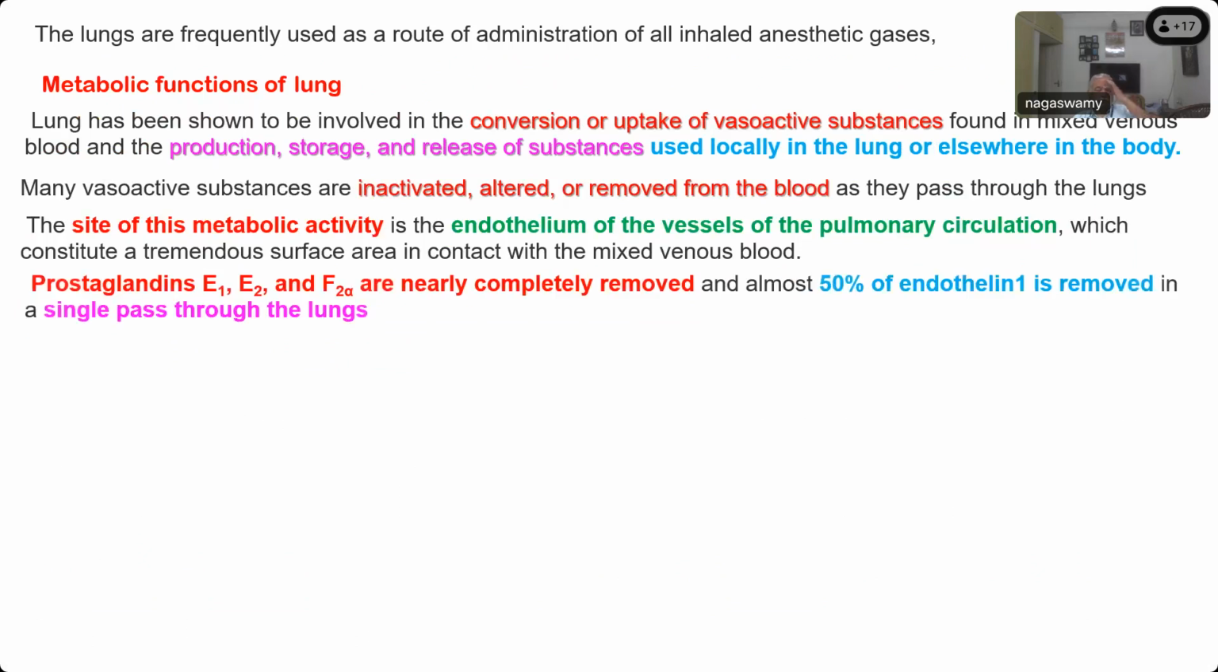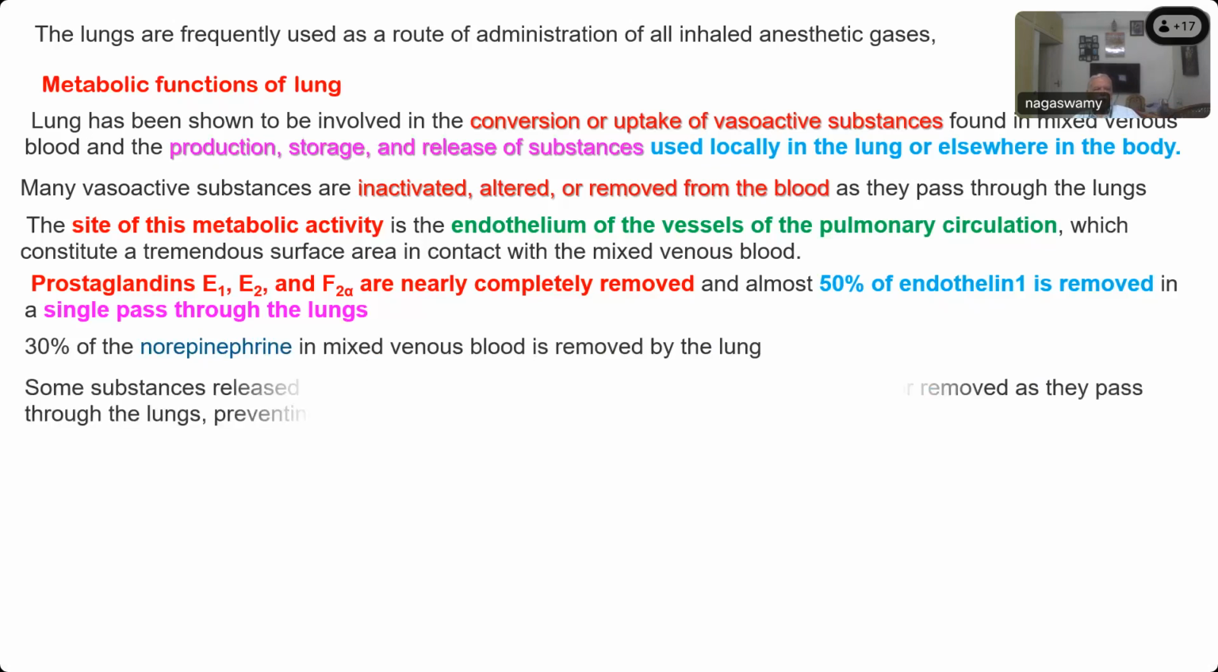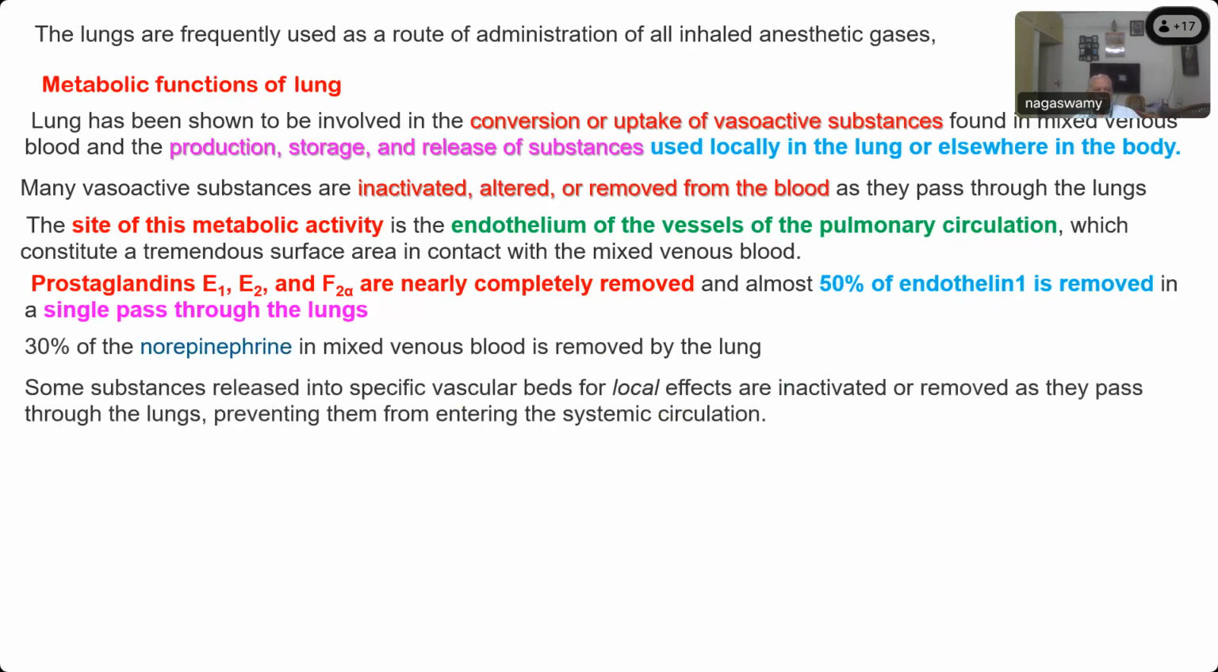So, what are all the substances which are inactivated? Prostaglandins E1, E2, F2 alpha are nearly completely removed. 50% of endothelin 1 is also removed by a single pass through the lungs. 30% of noradrenaline or norepinephrine in mixed venous blood is removed by the lung. And some substances released into specific vascular beds for local effects are inactivated or removed as they pass through the lungs, preventing them from entering the systemic circulation.